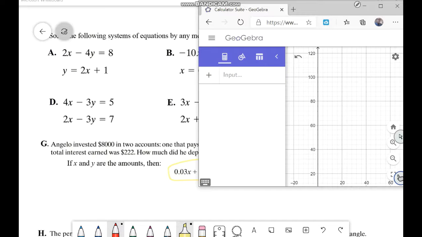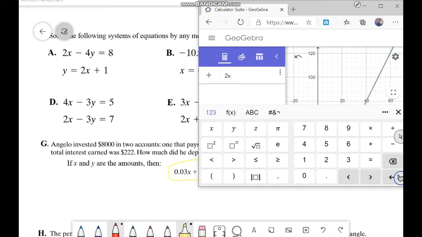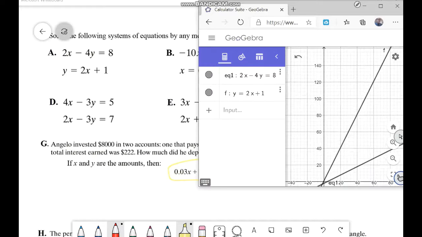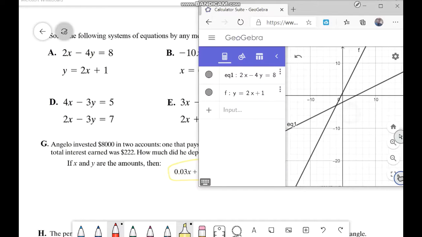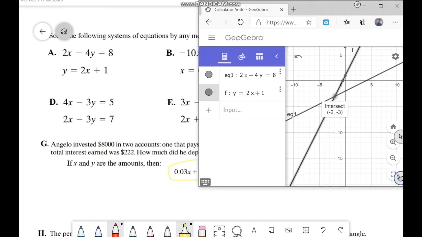Letter A, you're going to work here on the graphing calculator, okay? So letter A is going to be 2x minus 4y equals 8. Enter. And y equals 2x plus 1. Enter. And check the graph, check the intersection. Make sure that you find the right intersect. The intersect is going to be -2 and -3.